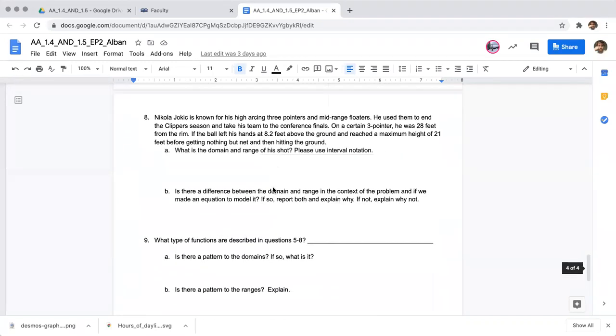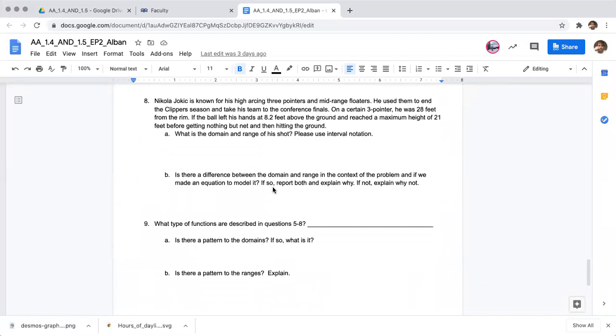Okay, let's see here. Scrolling down, Nikola Jokic, maybe, is known for his hierarchy in three-pointers, mid-range floaters. He used them to end the Clippers season, take his team to the conference finals. A certain three-pointer, he was 28 feet from the rim. Draw this thing out, okay? Boom, 28 feet. Here's Nikola. He had the ball leave his hand at 8.2 feet, comes up, reaches a certain height, and comes out. Let's see, this right here would be 21 feet up here, reached a height of 21 feet. Before getting nothing but net and then hitting the ground.